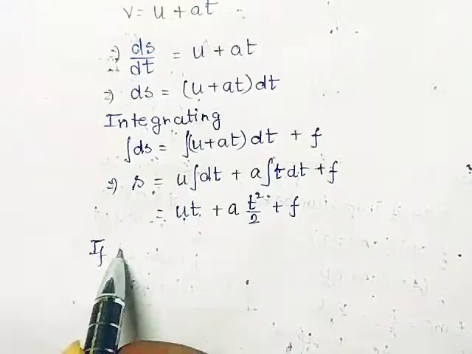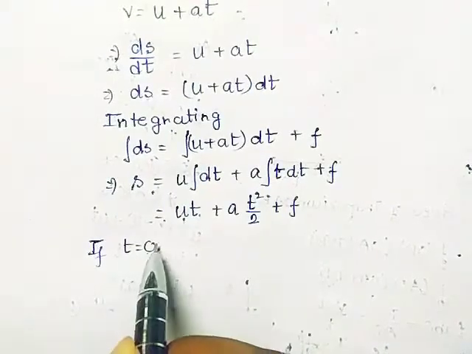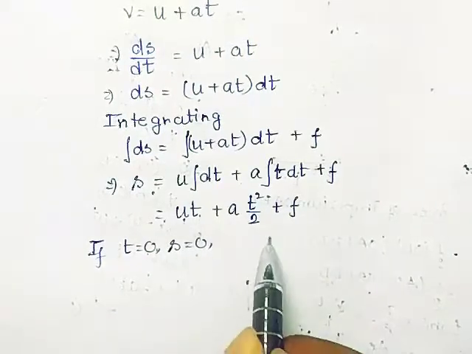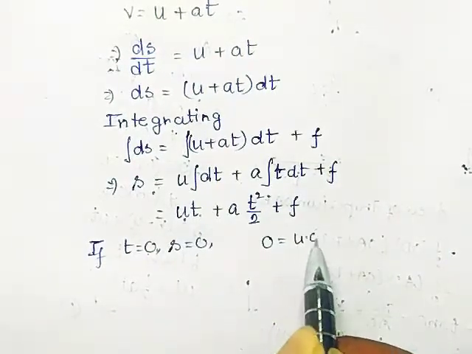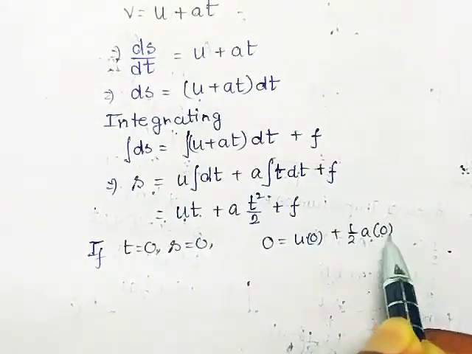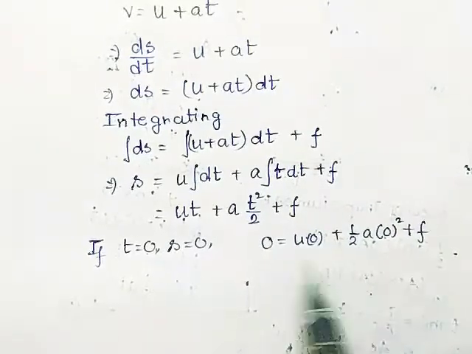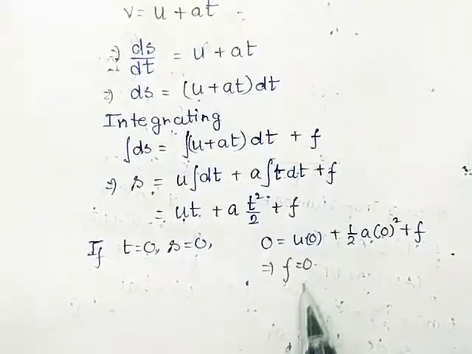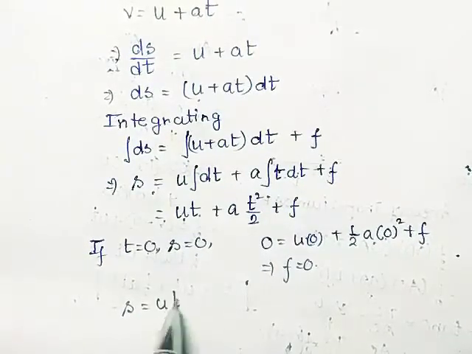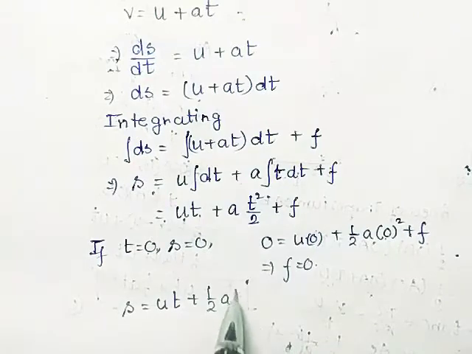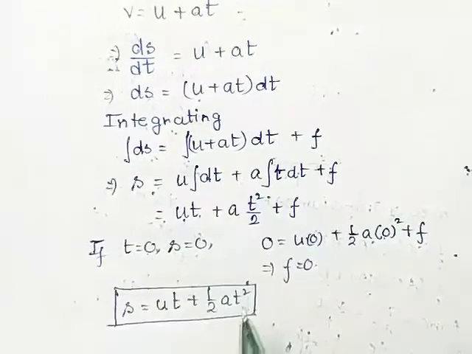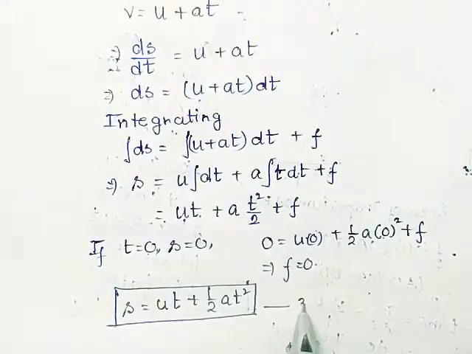If t equal to 0, initially the displacement is obviously 0. If I put it in this equation, then u into 0 plus half of a into 0 square plus f. So it gives f equal to 0. So if I put in this equation, then we get s equal to ut plus half of at square. So this is the third equation of motion.